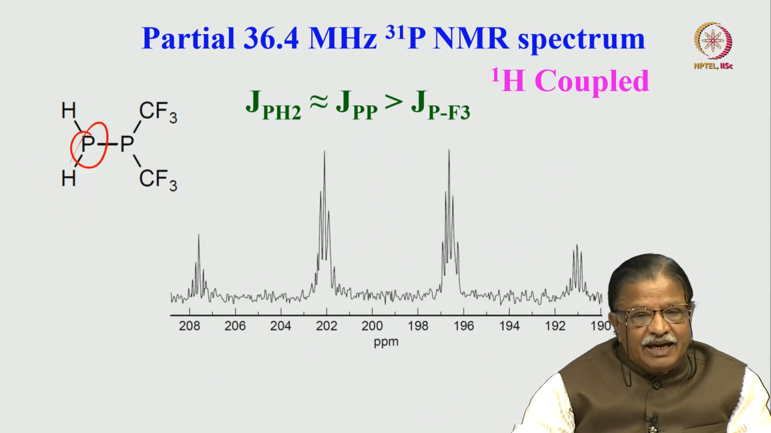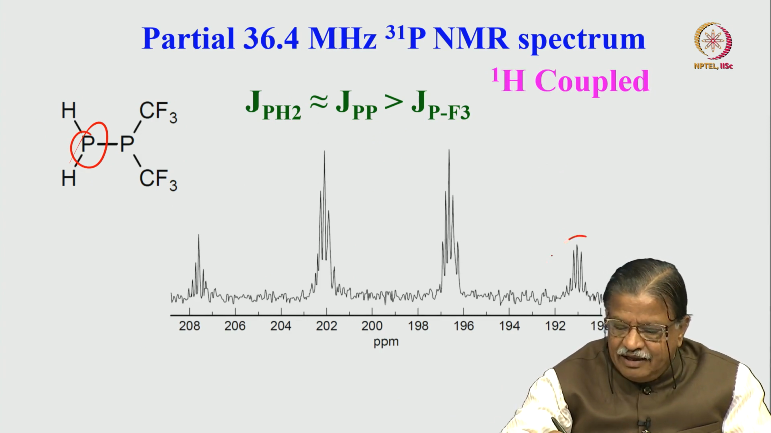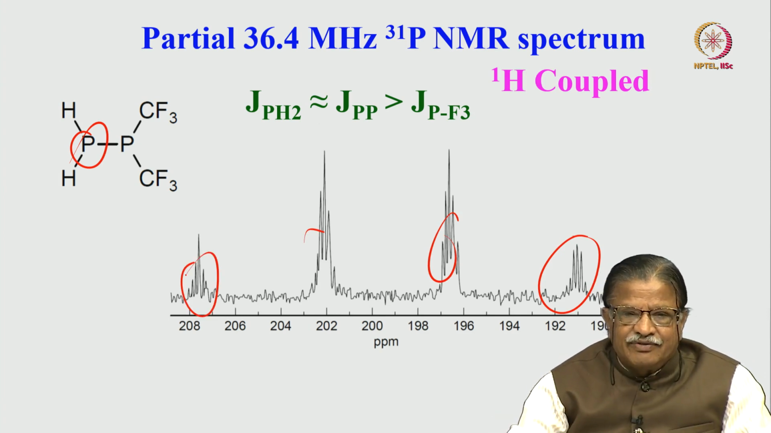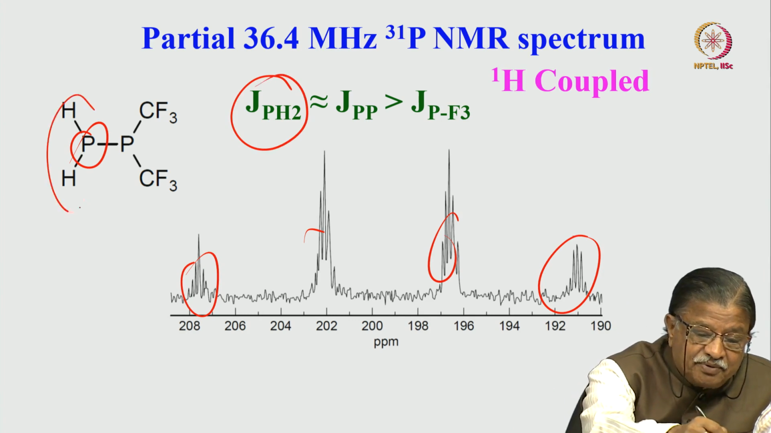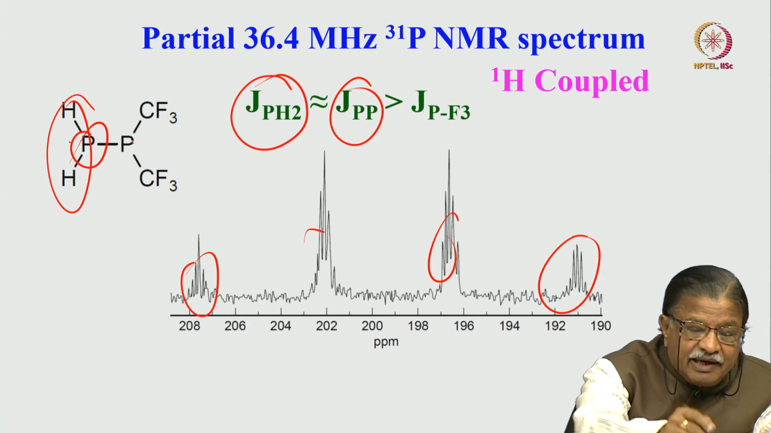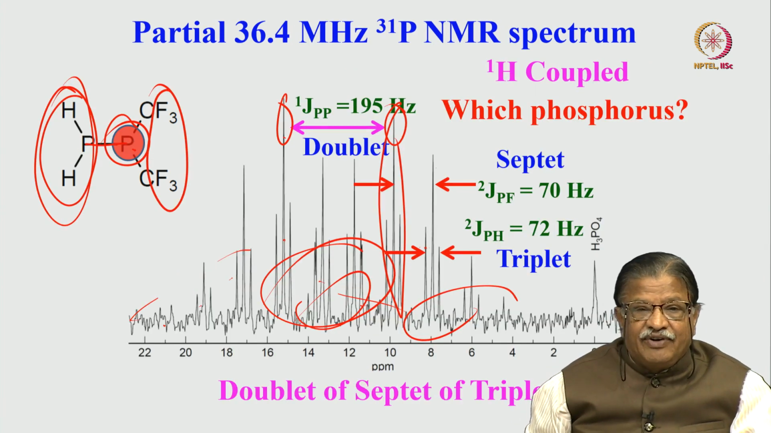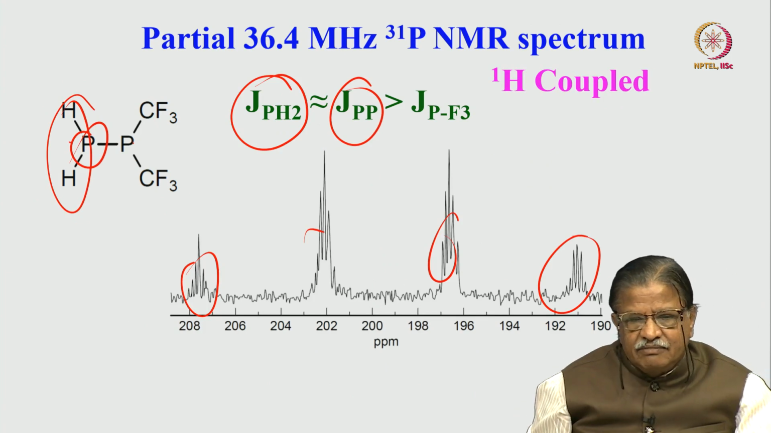This is something very interesting. How can we get this? This is again some funny pattern here, we will see what it is. It looks like a quartet of some septet or quintet like that. How do we get that? It is written here, remember J(PH2) and J(PP) is approximately equal to... What is J(PP)? Here I see J(PP) is 195. That means J(PH2) and J(PP) both are around that order.